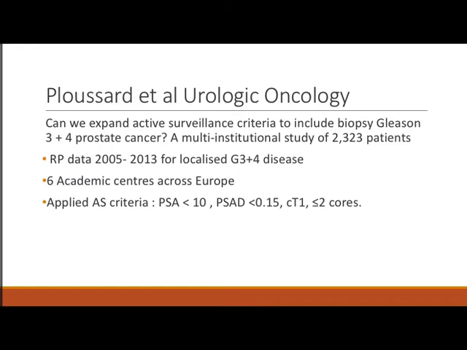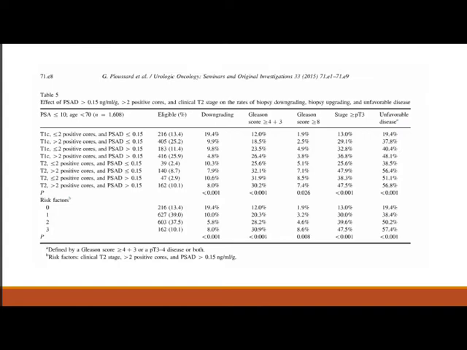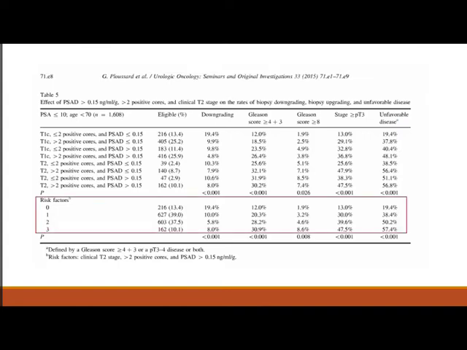They looked at radical prostatectomy data, and what they did was they looked at those who had Gleason 3+4, and then they found the ones that also had these low-risk active surveillance criteria: PSA less than 10, PSA density less than 0.15, clinical stage T1 and less than 2 cores. And they managed to show very nicely that as you add those risk factors together, you increase the rate of biopsy upgrading during active surveillance, biopsy upgrading on your radical prostatectomy, and unfavorable disease.